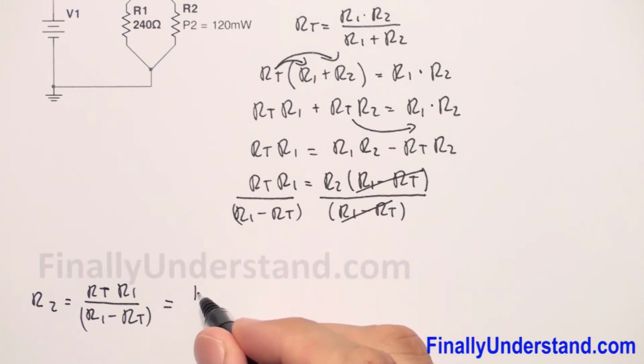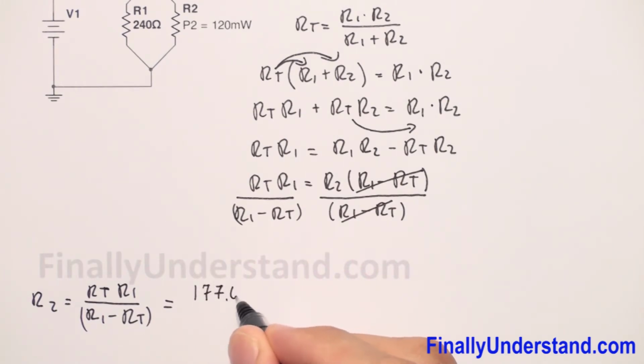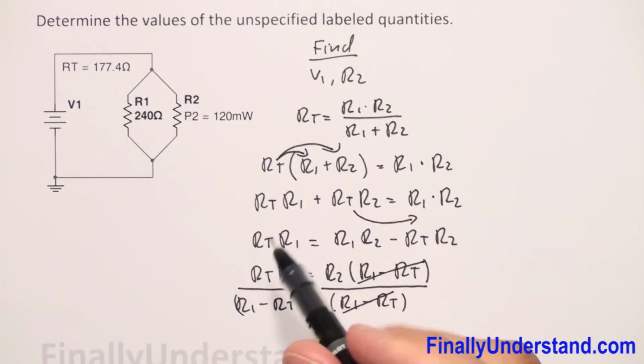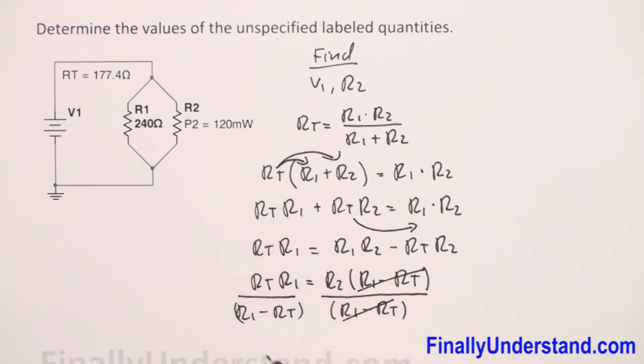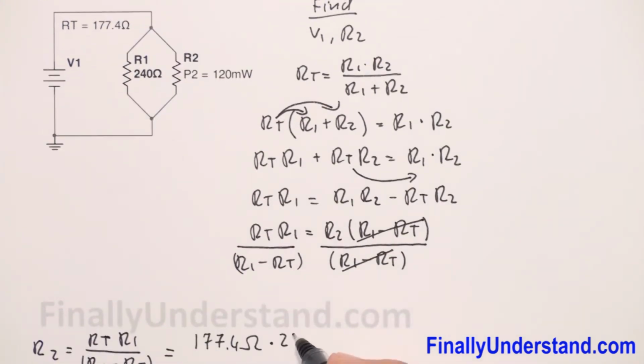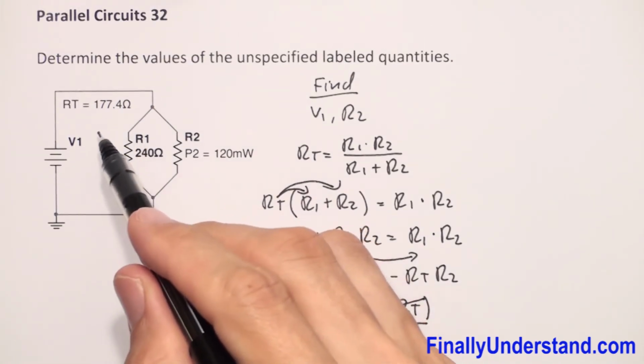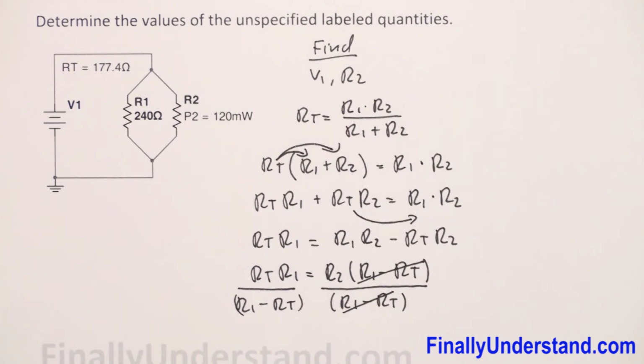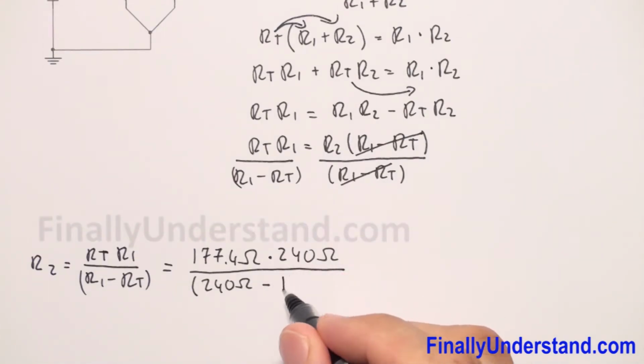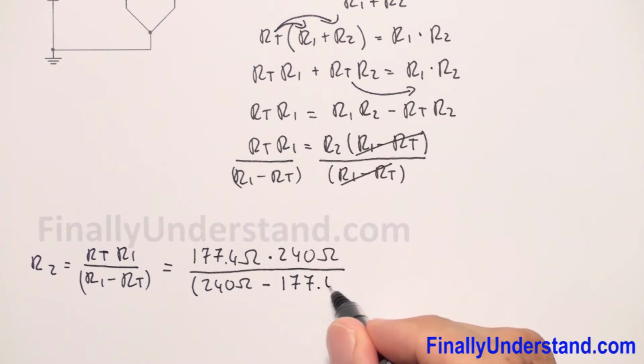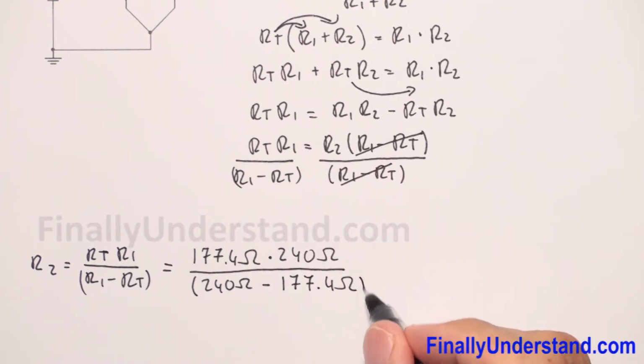177.4 ohms. So I have 177.4 ohms times R1, which is equal 220 ohms, times 240 ohms, divided by, open parenthesis, R1 is 240 ohms minus R total, which is equal 177.4 ohms.